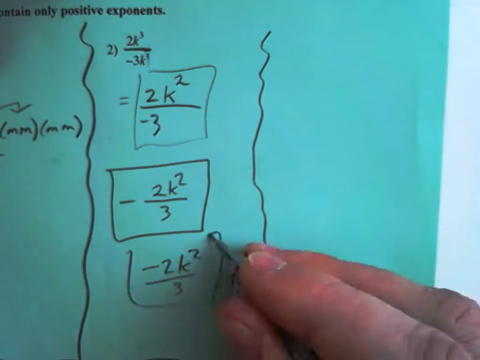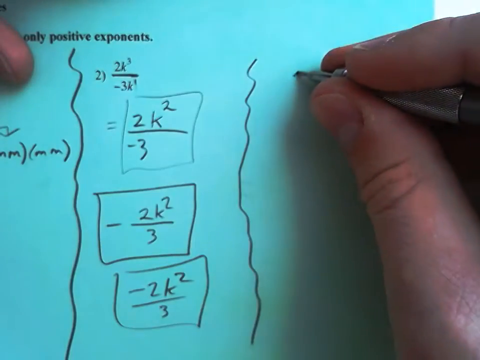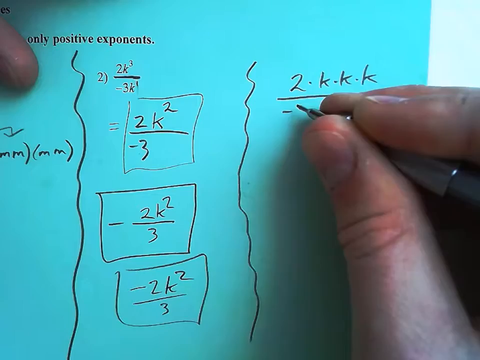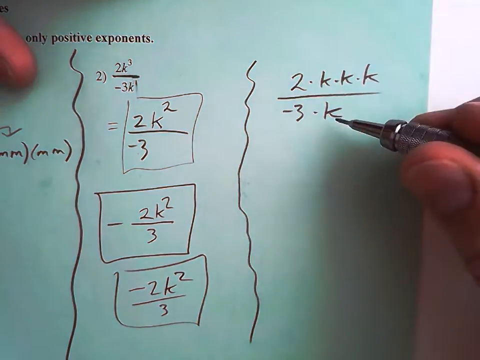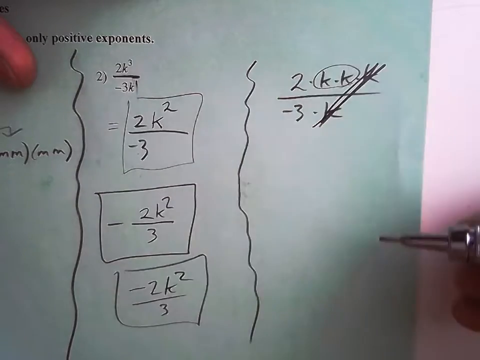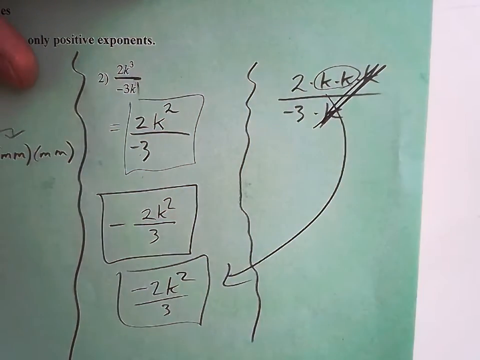Doesn't matter. Okay, the other way to think about it, if you write it out the long way, it's 2 times k times k times k over -3 times k. One of those pairs of k's will divide out, leaving k squared on the top, which is what you have.